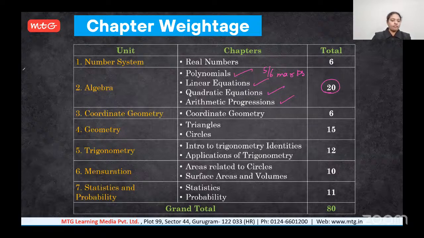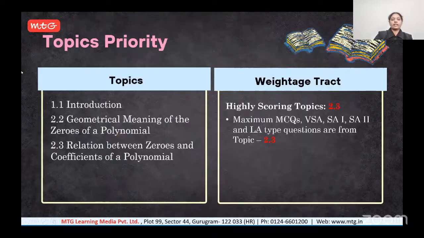Now, fine, let's move further to understand more about this chapter. The basic topics of this chapter: you have 3 topics, starting with the introduction of what polynomials are, and other things related to polynomials. Moving further, we have the geometrical meaning of zeros of a polynomial. This topic talks about how a polynomial looks when you put it on a graph paper, and what is the meaning of zeros in that particular graph. All these things we will understand in part 2 of this chapter.